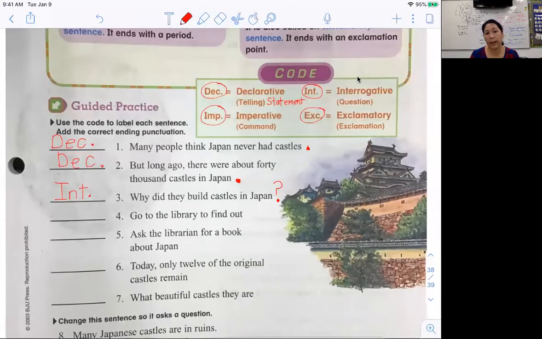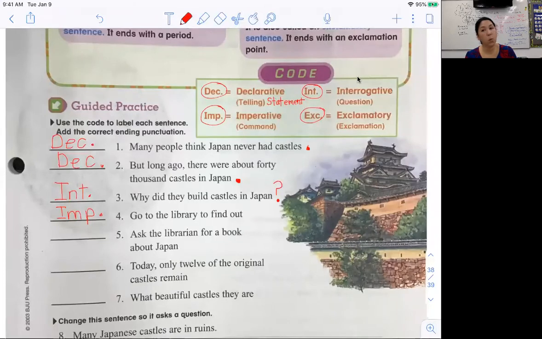Go to the library to find out. Is that asking you, will you go to the library? Go to the library and find out. Yeah, it's a command. It's ordering us to do something. So what is the command? I say imperative, you say command. Imperative, command, imperative, command. All right, imperative. So imperative is my trick, or my abbreviation, IMP is how I'm gonna write that.